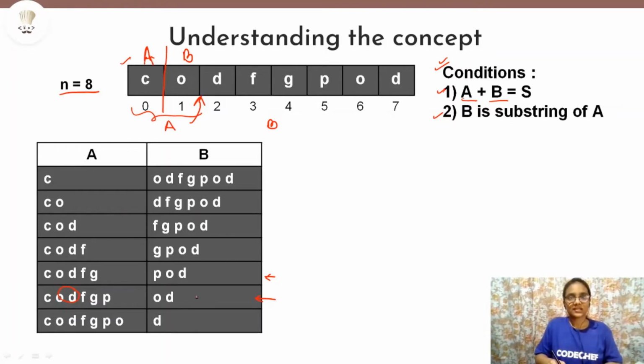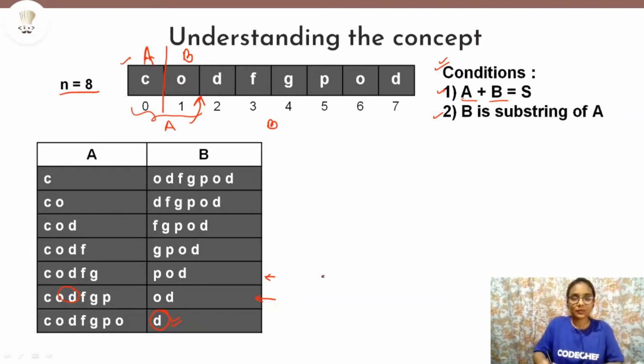But we can also say that if OD is present in A, then all the substrings of OD will also be present in A. What does that mean? What are the substrings of OD that you can see here? The substring of OD that is a part of B is this D, that is the last letter. So this last letter will also be a part of A if OD is a part of A. So this is the substring of OD.